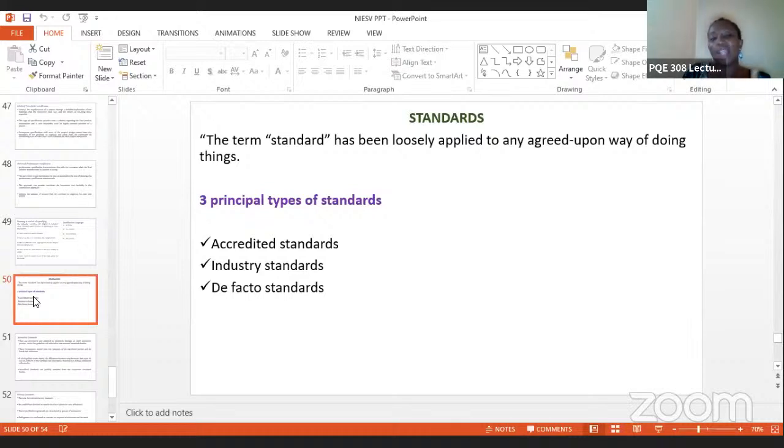And I said we have three types of standards. We have the accredited standards, the industry standards. Some textbooks call industry standards industry specifications. But because we are talking about standards, we are not under a specification, I don't want you to mix it up. So you can call it industry standards. And the third one, we have de facto standards.